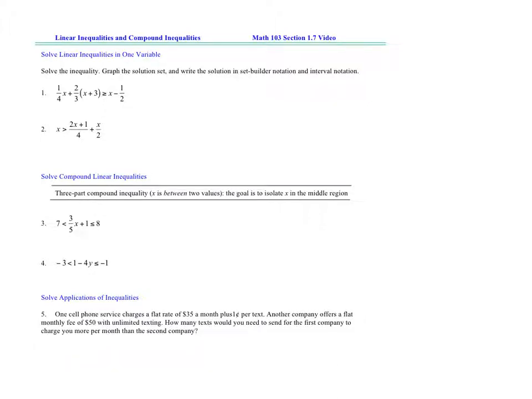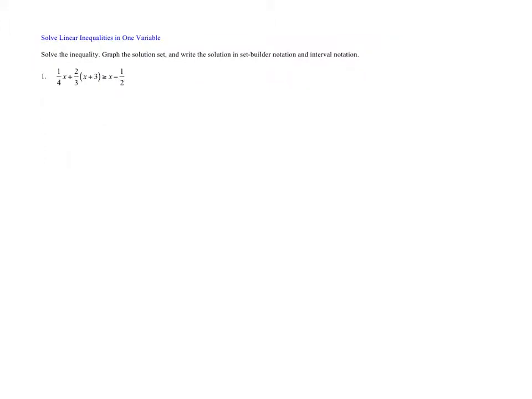All right, we're going to look at linear inequalities and compound inequalities, and then one application. In this first one, we've got all kinds of fractions, so I'm going to go ahead and clear fractions. The way I do that is to multiply everything by the common denominator, which is 12.